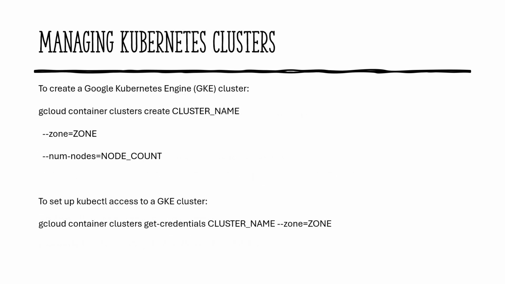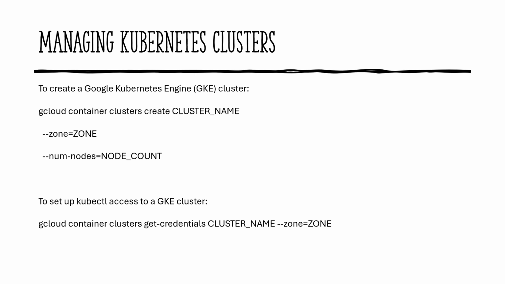Managing Kubernetes clusters. 1. Creating a GKE cluster. To create a Google Kubernetes Engine, GKE, cluster, gcloud container clusters create CLUSTER_NAME --zone=ZONE --num-nodes=NODE_COUNT. Example: gcloud container clusters create my-cluster --zone=us-central1-a --num-nodes=3. 2. Connecting to a GKE cluster. To set up kubectl access to a GKE cluster, gcloud container clusters get-credentials CLUSTER_NAME --zone=ZONE.